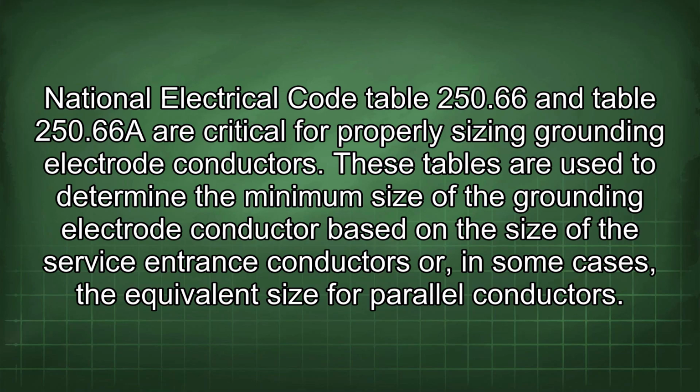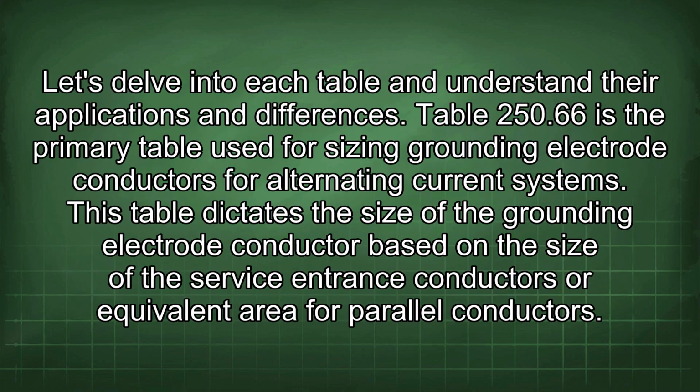National Electrical Code Table 250.66 and Table 250.66 are critical for properly sizing grounding electrode conductors. These tables are used to determine the minimum size of the grounding electrode conductor based on the size of the service entrance conductors or, in some cases, the equivalent size for parallel conductors. Let's delve into each table and understand their applications and differences.